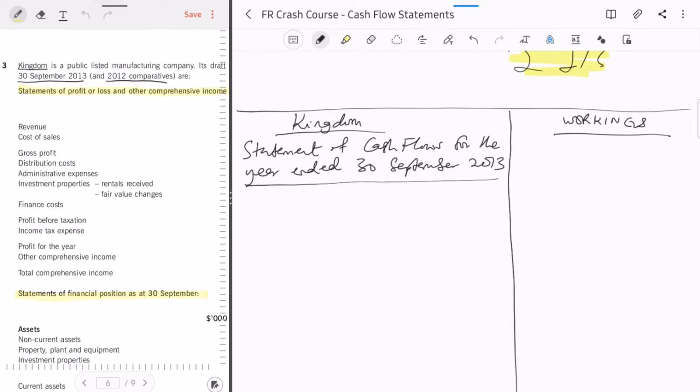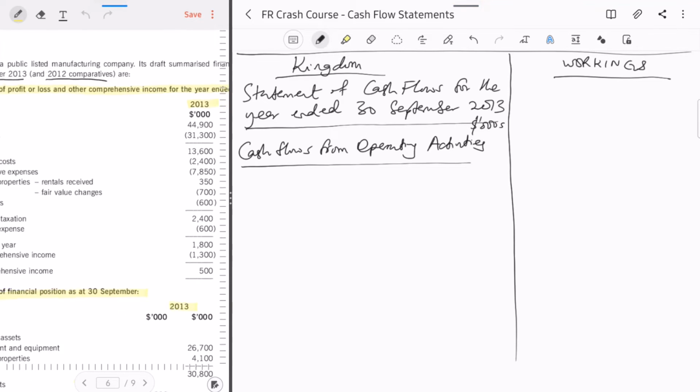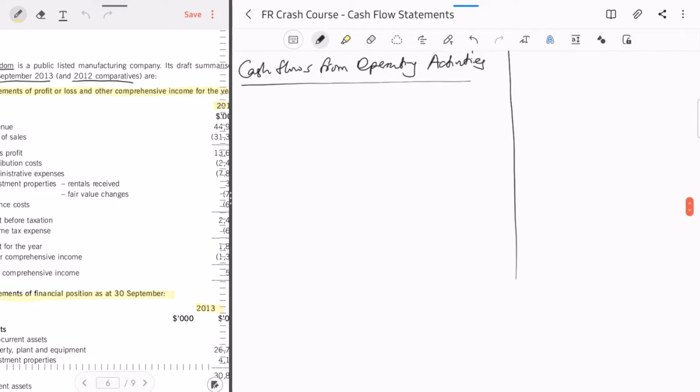So let me start my first section. I'll create a section called cash flows from operating activities. Right? So I can say everything here is in thousands of dollars, just like in the question. Yes, in thousands of dollars. So I have my operating activities.